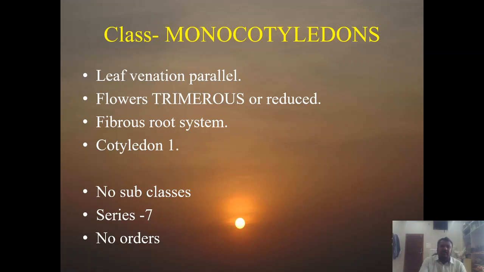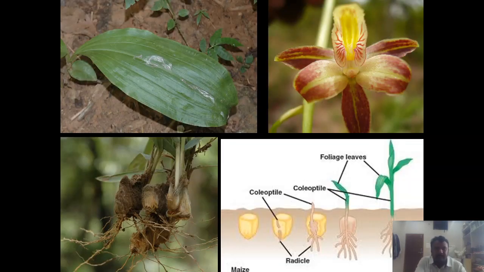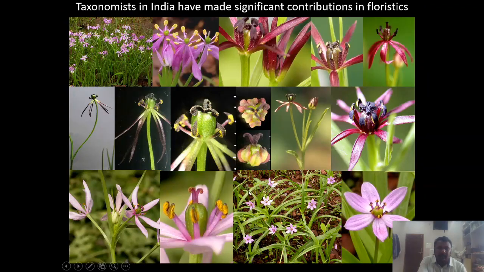Again, class Monocotyledonae. Leaf venation is parallel, flowers trimerous or reduced. Fibrous root system, contains only 1 cotyledon. No subclasses, no orders, only 7 series are present. Here you can see parallel venation: 1, 2 and 3. 1, 2 and 3 trimerous flowers. Fibrous root system and then single cotyledon is present. These are some of the best examples for monocots.